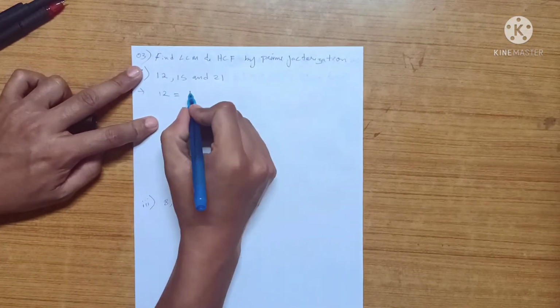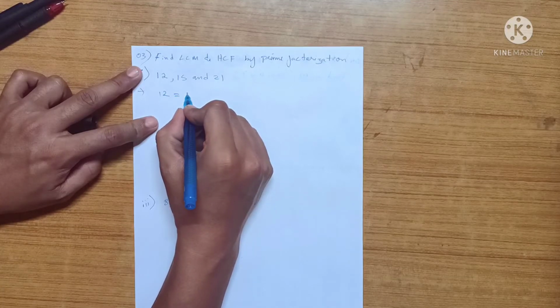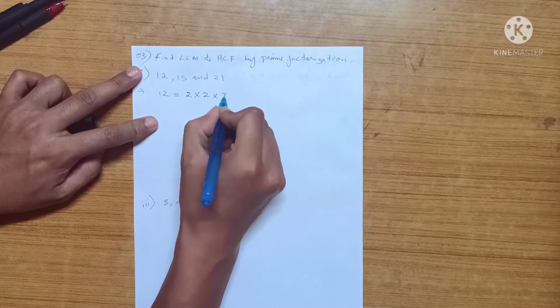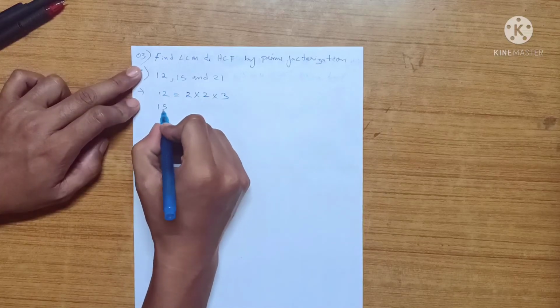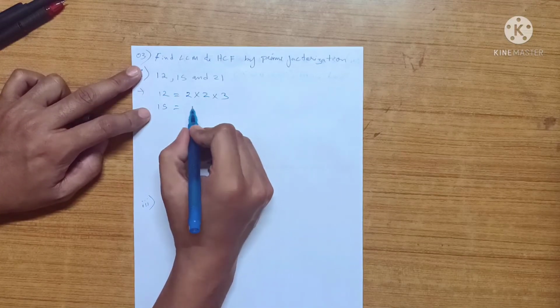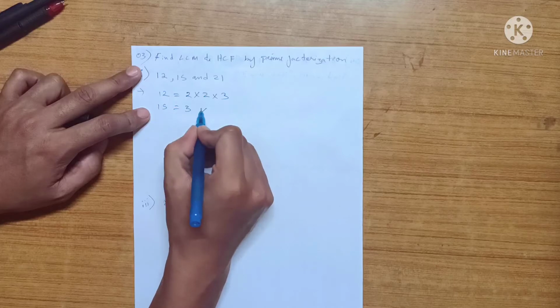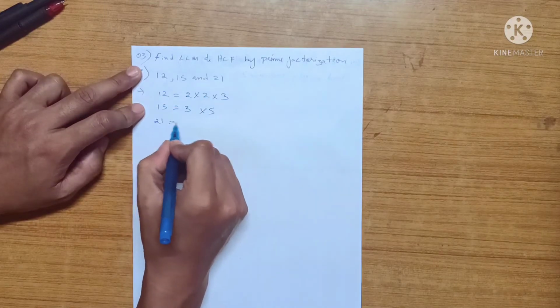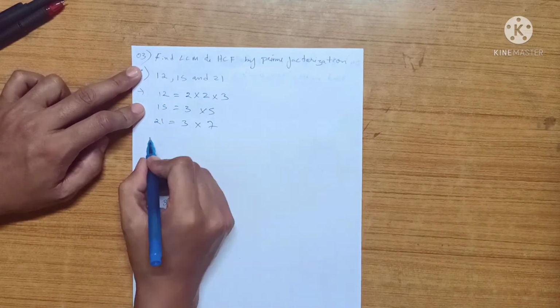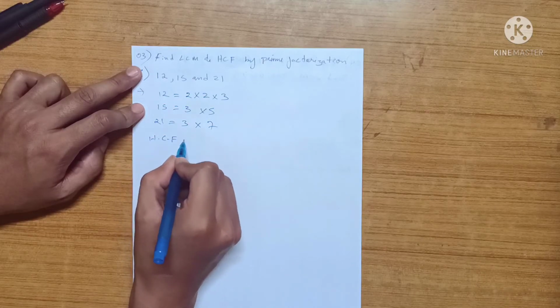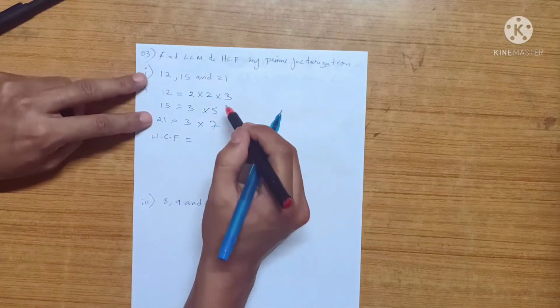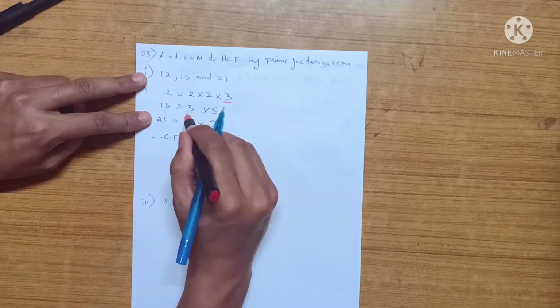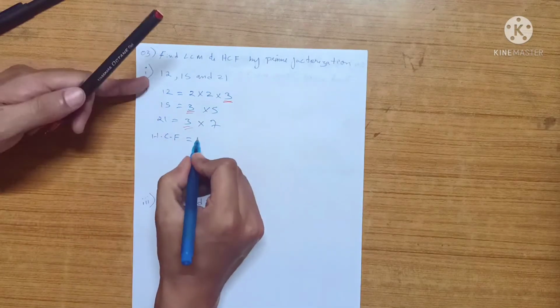12, if you prime factorize, you'll get 2 into 2 into 3. 15, you'll get 3 into 5. 21, you'll get 3 into 7. So the HCF will be the same one: 3 is there, 3 is there, 3 is there on all. So the HCF is 3.